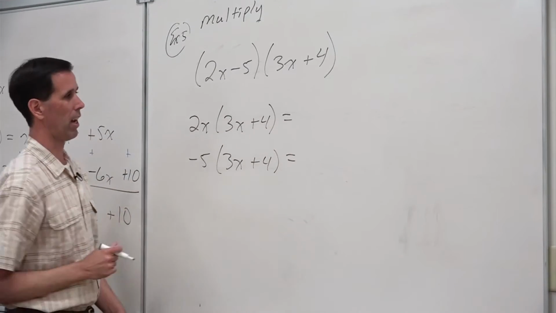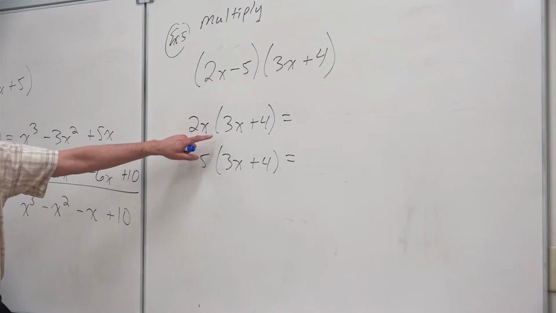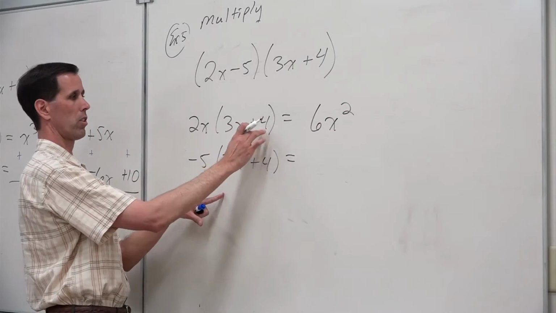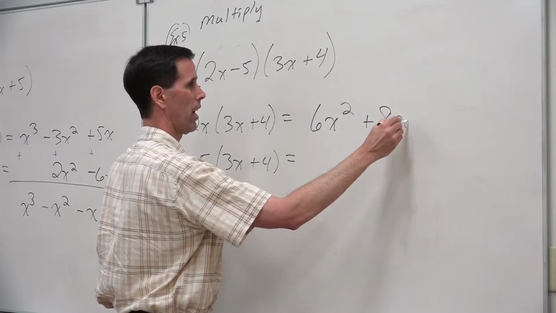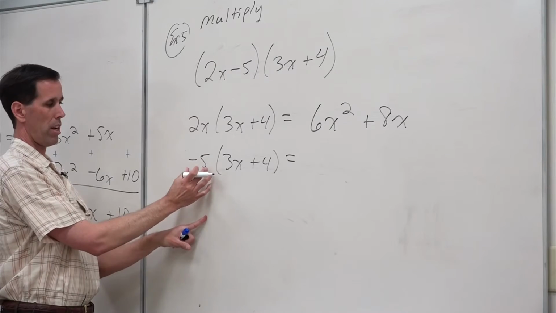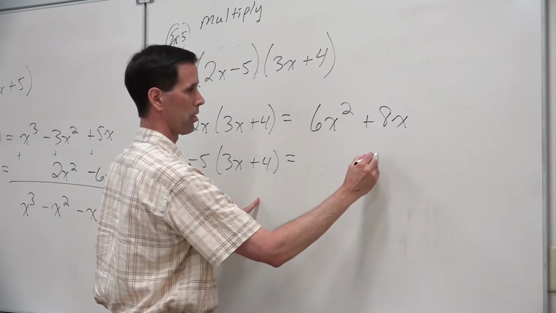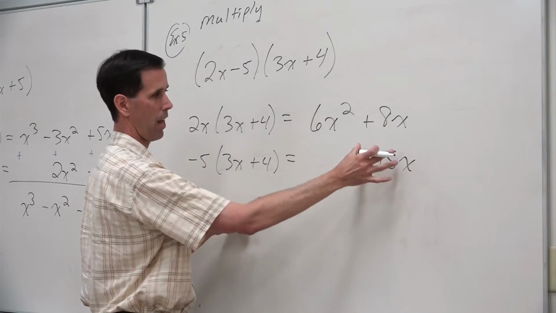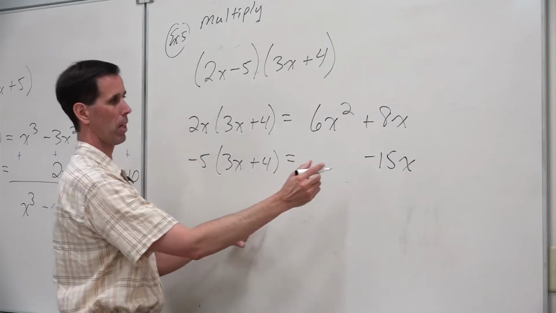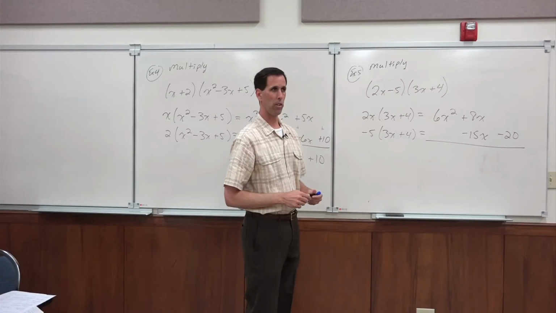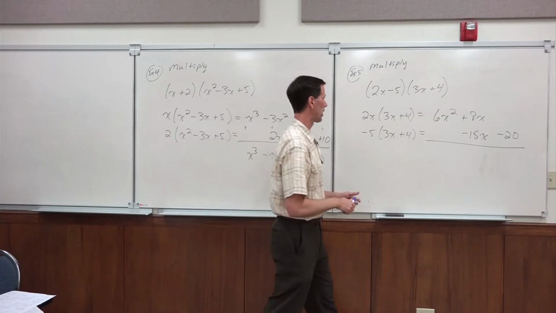And if we write it out like this, we can arrange it. 2x times 3x would be 6x squared. 2x times 4 would be 8x. When I go down here, I've got negative 5 times 3x would be negative 15x, which I'd want to line up with this x term here, because these are going to be like terms. Negative 5 times 4 would be minus 20, right? Now again, if I do it that way, I've got everything lined up and organized.